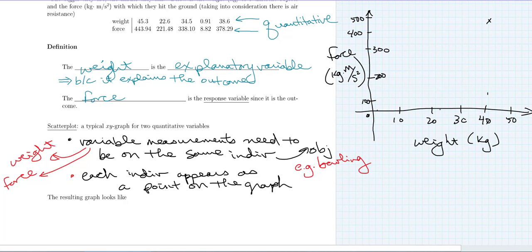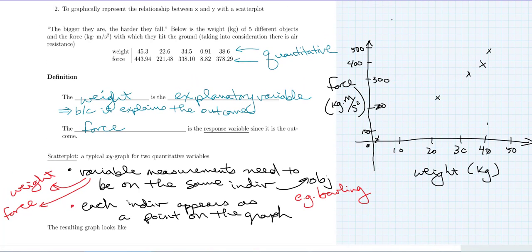Our next data point is 22.6, comma, 221.48. So 22 is approximately here. Go up to 221, which is approximately here. Alright, 34.5. Now that's right about here in the middle. And then 338 is approximately here. And then 0.91 is all the way over here. So this is the lowest data point. And then finally we have a 38.6 all the way up to 378, which is close to 400. So it looks like that.